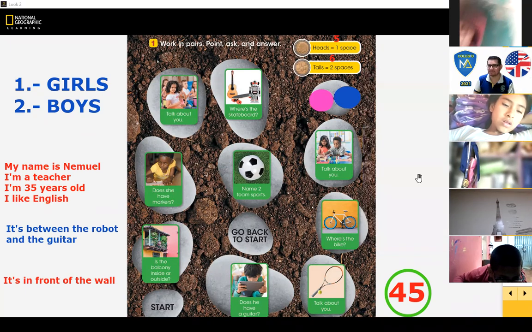I'm going to do something. This is page number 45. Let's go to page number 46. ¿Y no va a haber más de ese tipo de juegos? Oh, más adelante, maybe. Okay, más adelante.